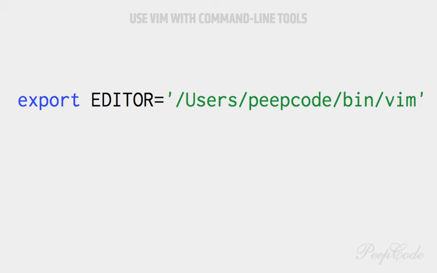Finally, spread the love to tools like crontab and git rebase -i by setting up your shell's EDITOR variable, probably in the .bashrc file in your home directory. Be sure to point EDITOR to vim, not mvim.